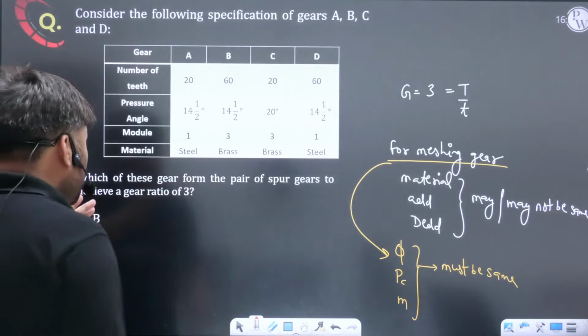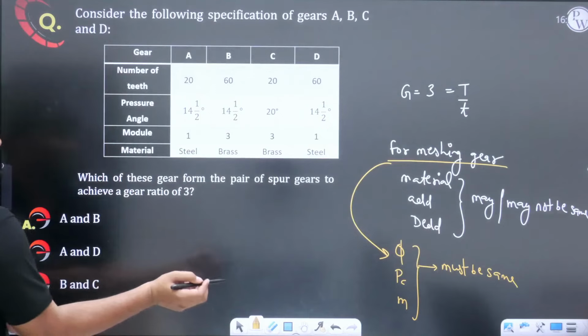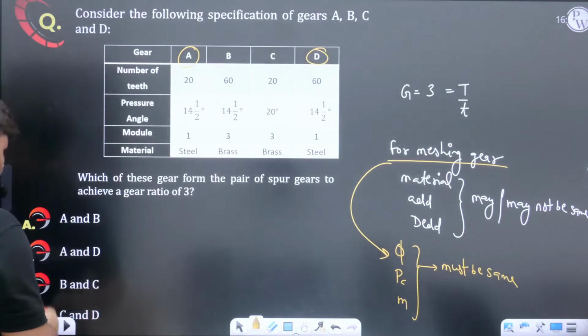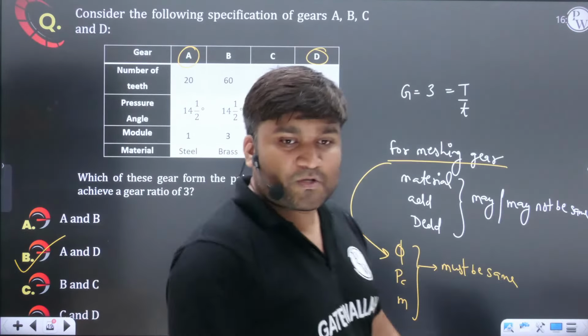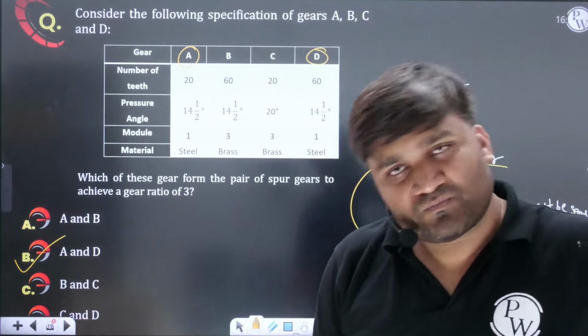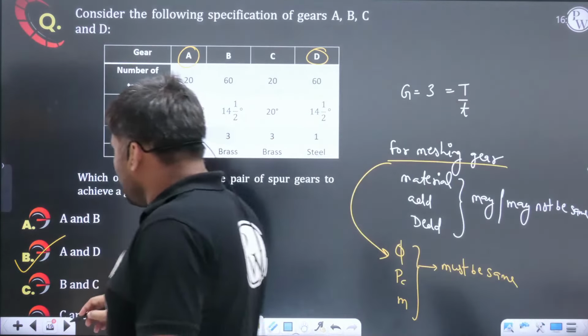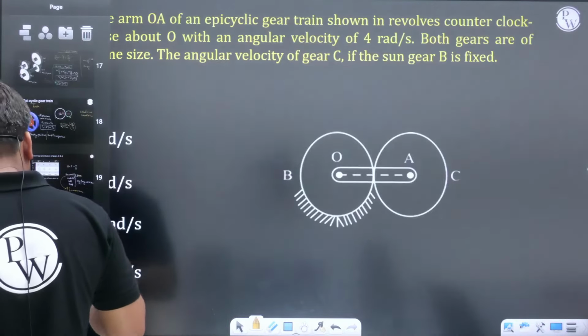Getting the point? So which gears can form a pair to give a gear ratio of 3? Sir, A and D we are going to use. A and D. Option B is going to be correct, beta. Option B seems to be correct. Clear hai na? So this is how questions come in the examination. This question has already been asked in GATE, beta.